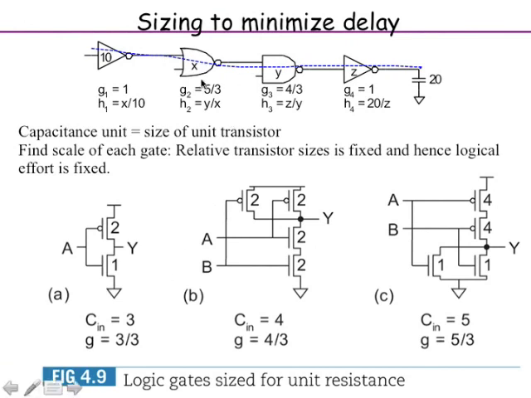If I increase X, what happens? This gate becomes more powerful because I'm increasing the width. So the delay of this gate becomes smaller, since it can drive the fixed load quicker. But X is affecting the delay of the previous gate, so the previous gate will start slowing down. The total path delay is the sum of all these gate delays, so while you play around with X, you improve something and you degrade something.